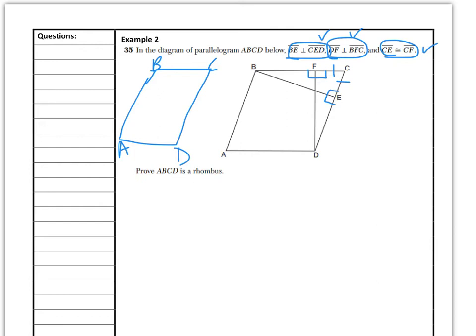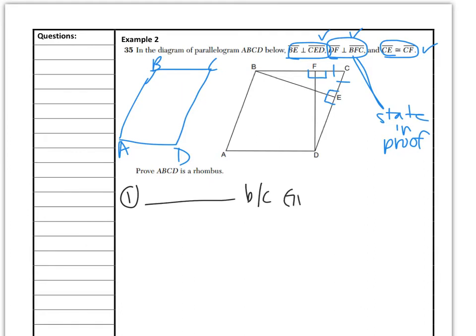Now there is something I still have to talk about because I marked this, so I'm going to say state in proof. A lot of you guys mark up perpendicular, but then you forget about it in your proof, so don't forget about it. Blank because given. And again, for the sake of time and space, we're just going to draw an arrow. On a test, you actually have to write it out.